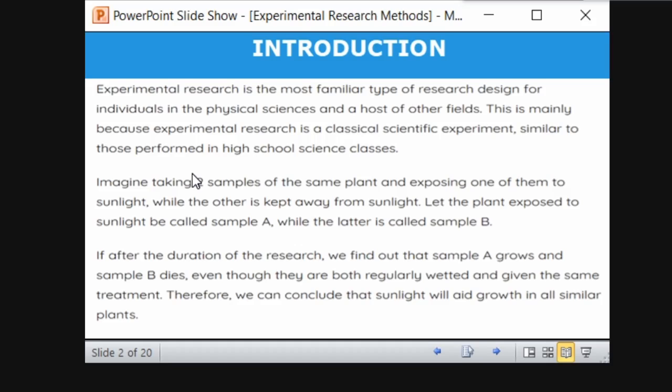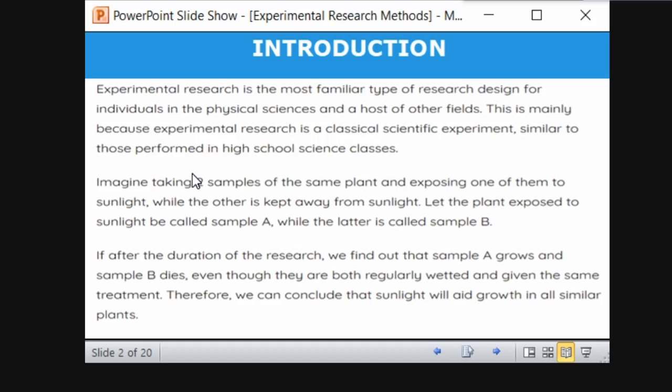This is mainly because experimental research is a classical scientific experiment similar to those performed in high school science classes. That is true. In my school days, while doing higher secondary, we used to read subjects like physics and chemistry. We will have some experiments in chemistry using salts, some sodium chloride, some salt testing. In physics, we will have vernier calipers, pendulum, and others. Those are experiments only.